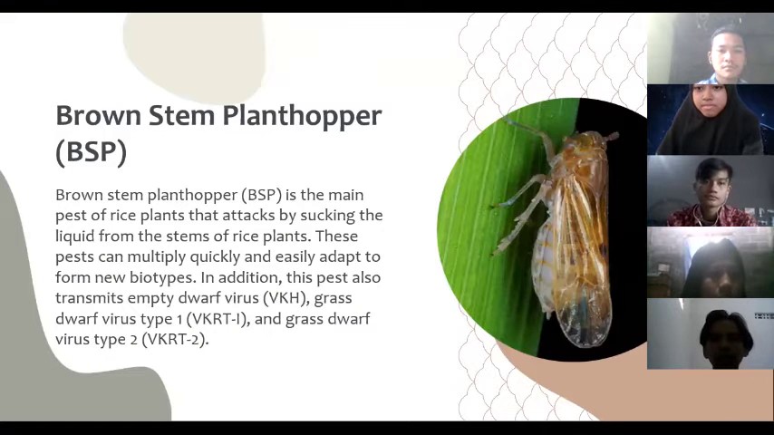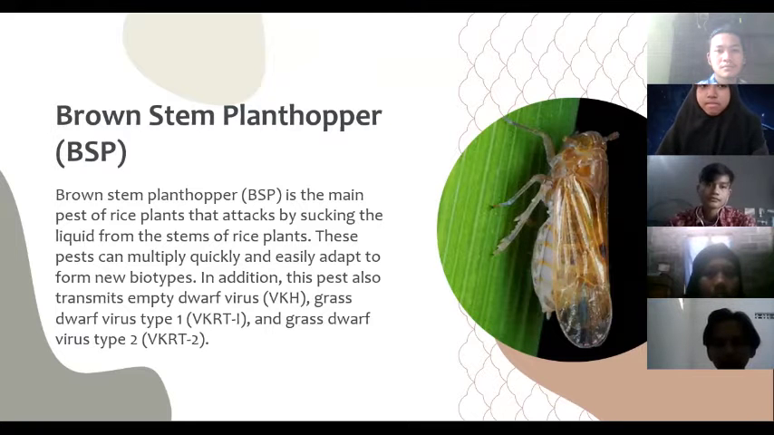Okay, we will start the presentation. Brown planthopper. Brown planthopper is a pest of rice plants that attacks by sucking the liquid from the stem of rice plants. This pest can multiply quickly and easily adapt to form new biotypes. In addition, this pest also transmits empty stunt virus, grass stunt virus type 1, and grass stunt virus type 2.